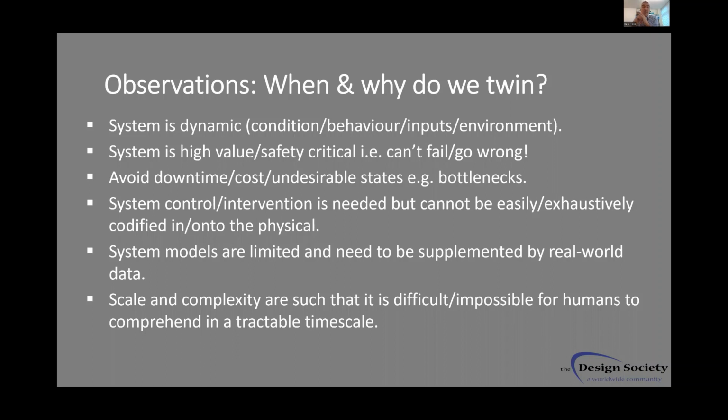We also twin when we want to avoid downtime, cost, undesirable states and quite complex processes, things like bottlenecks in production systems. We might also twin where system control or intervention is needed, but cannot easily or exhaustively be codified in or onto the physical. So here you might again think about nuclear power stations as an example. The fifth one there is we might twin where system models are limited and there's a need for those to be supplemented by real world data. This is either to improve the models or the models cannot actually represent the real world.